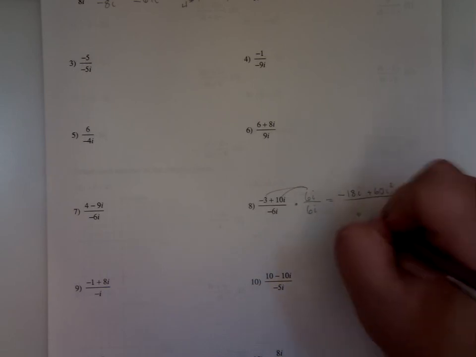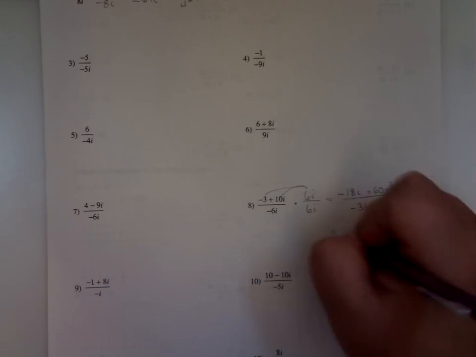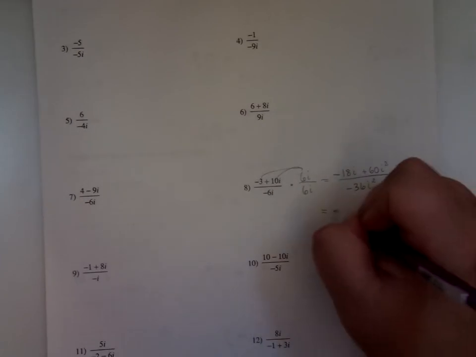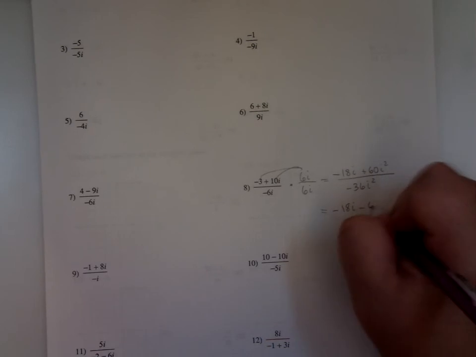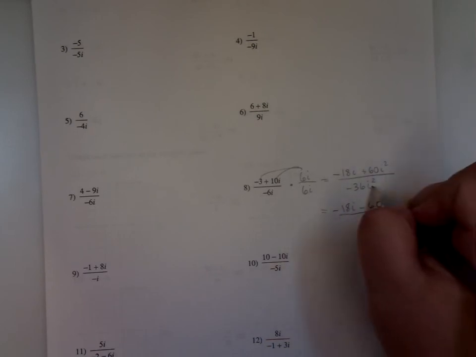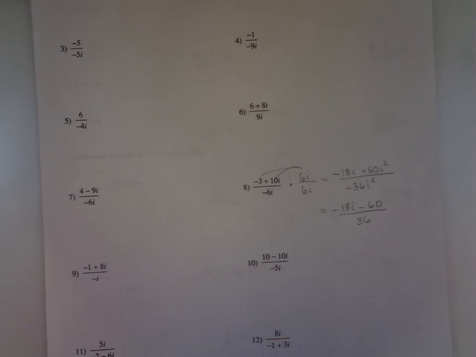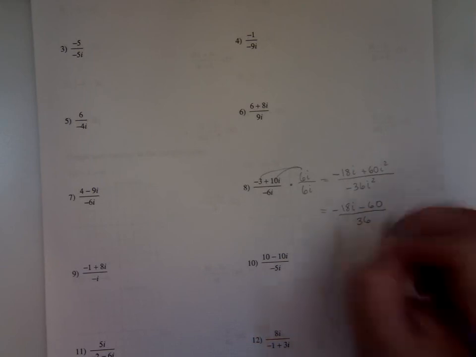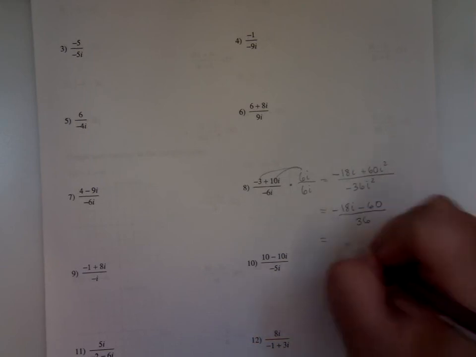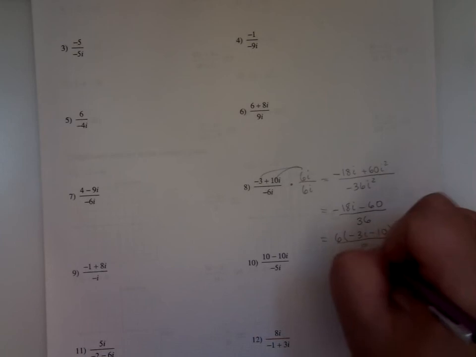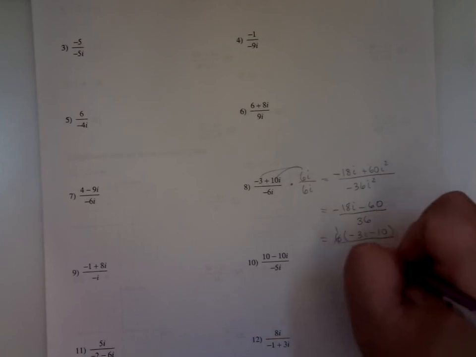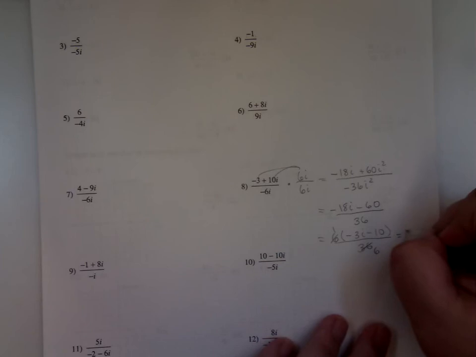So doing a little simplifying here, we've got -18i. I squared is -1, so this is going to be minus 60. And then this i squared is also -1, so that's going to be a positive 36 up there. 6 goes into everything, so we can factor out a 6 on top. So we've got -3i minus 10 all over 36. Cancel, cancel. And a final answer of -3i minus 10 all over 6.